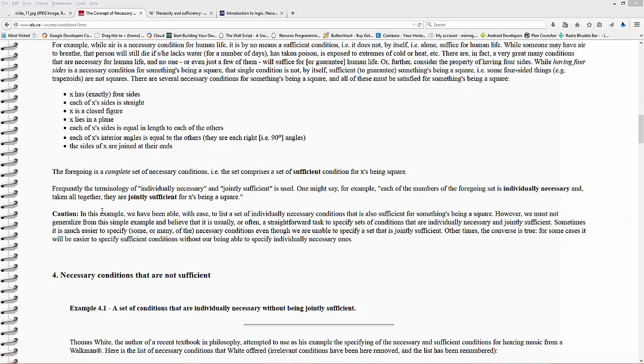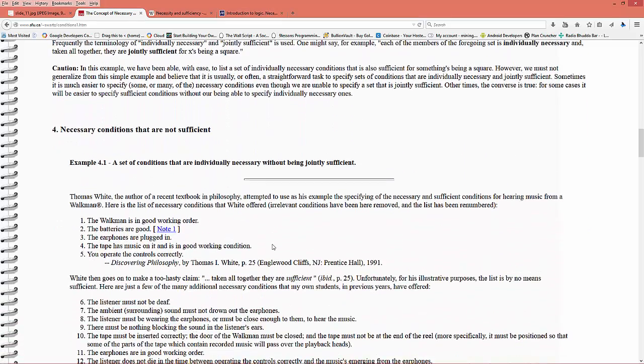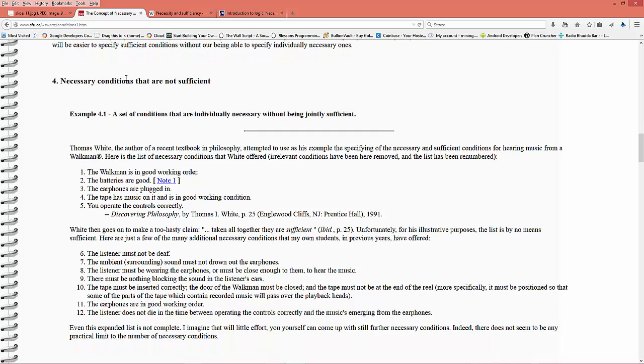With these notions, one must exercise caution, because you may be able to list a set of individually necessary conditions that are sufficient for something's being a square. However, you cannot generalize from the simple example and believe that it is usually or always a straightforward task to specify the conditions that are individually necessary and jointly sufficient. Sometimes it is much easier to specify some or many of the necessary conditions, even though we are unable to specify a set that is jointly sufficient. Other times, the opposite is true, for in some cases it will be easier to specify sufficient conditions without our being able to specify individual necessary ones. So once again, this goes back to the idea that it depends on the goal or the outcome of the system which conditions are necessary and which are sufficient.